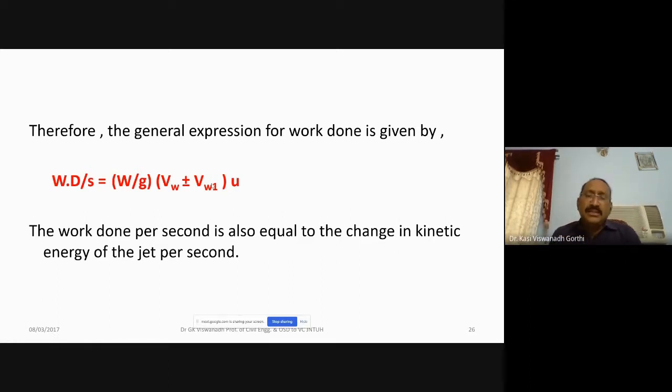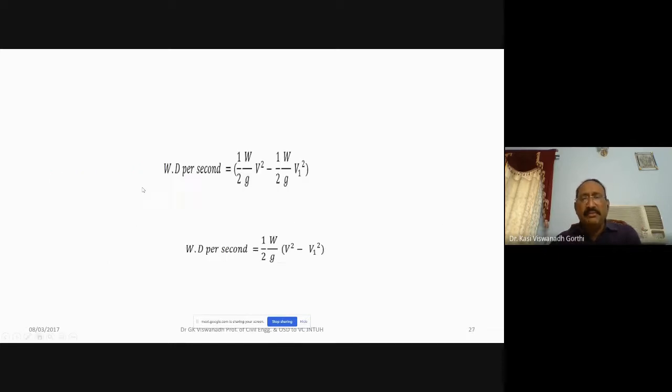So the work done per second is also equal to the change in the kinetic energy of the liquid. Kinetic energy is half m v square, so work done per second will be the change in kinetic energy per second. The change in kinetic energy would be kinetic energy at inlet minus kinetic energy at outlet. So half of W by G into V square, where m is the mass rate, minus half of W by G into V1 square. What is V1? The absolute velocity at the outlet. So half of W by G into V square minus V1 square. This work done per second can also be expressed in terms of the absolute velocities at inlet and outlet.